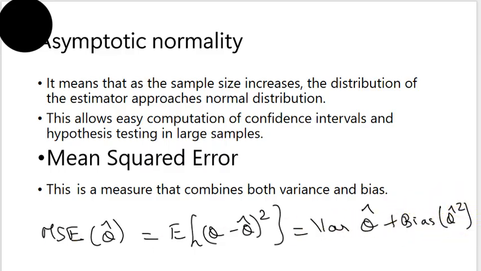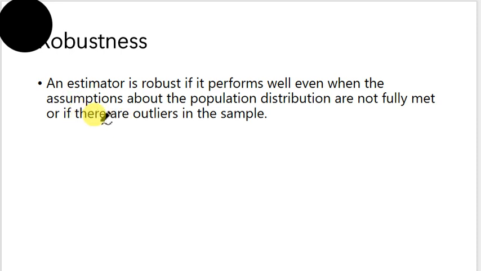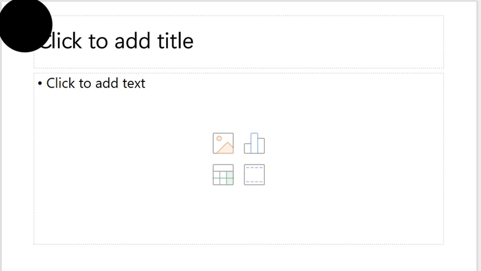The last property which we want to mention is robustness. An estimator is said to be robust if it performs well even when the assumptions about the population distribution are not fully met, or are incompletely known, or if there are outliers in the sample. So these seven properties are the key properties of estimators of random variables. Let us now go on to see a few problems based on these properties, or rather to illustrate these properties.